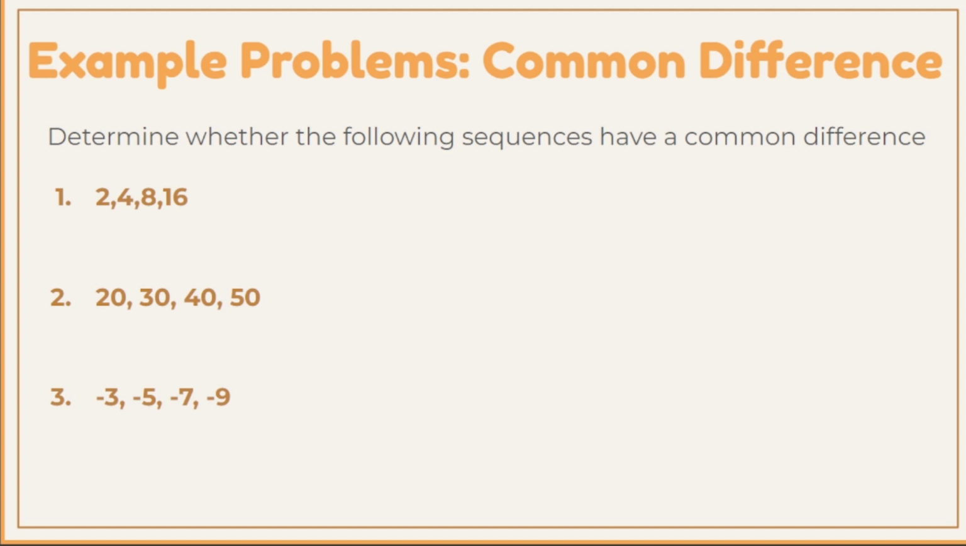Let's look at the common difference, which, if you remember, is the number we're adding or subtracting by with arithmetic sequences. We're going to be looking at the following problems and determine whether they have a common difference or not. All right, so let's look at the first one. We have 2, 4, 8, 16.